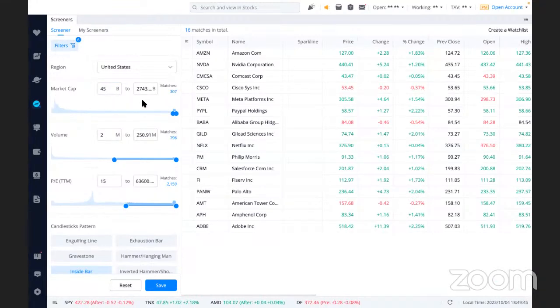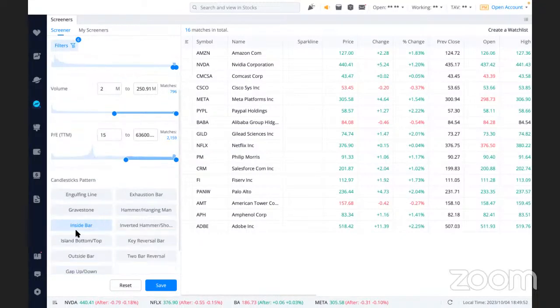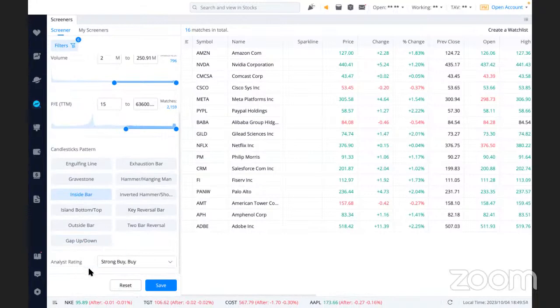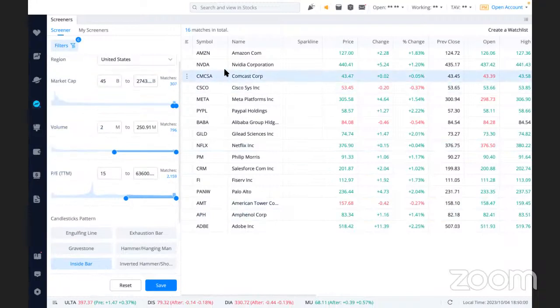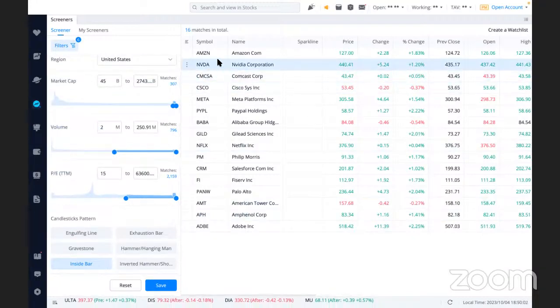45 billion and up market cap. Volume 2 million and up, forward PE ratio 15 and up, inside bar pattern, and an analyst rating of a strong buy or a buy. And we have 15 stocks. And if you notice, all 15 of these stocks, I bet, are stocks that you pay attention to anyways.